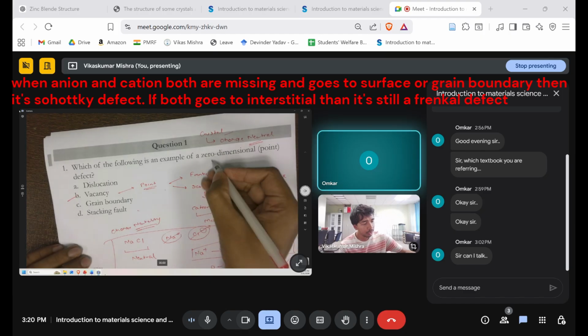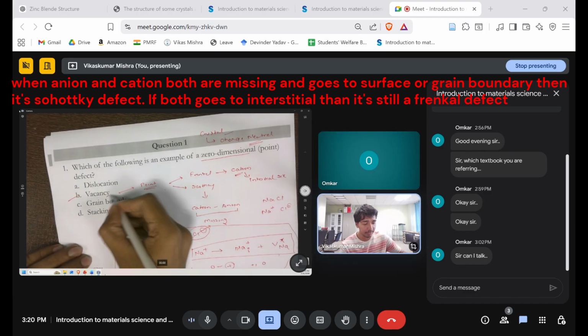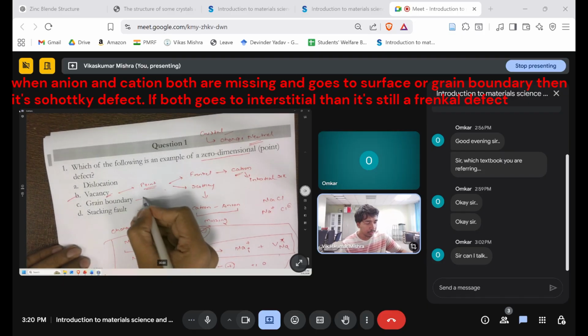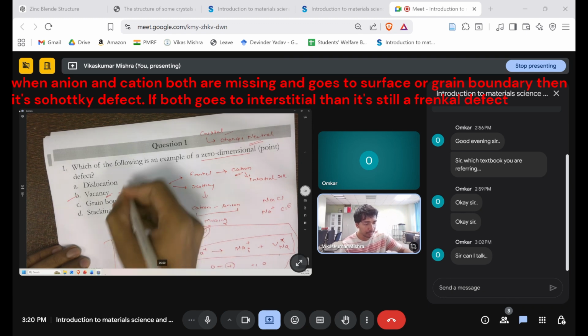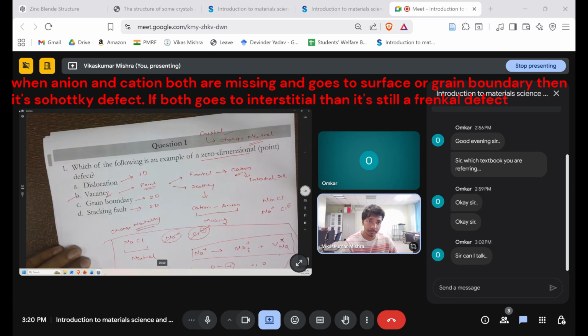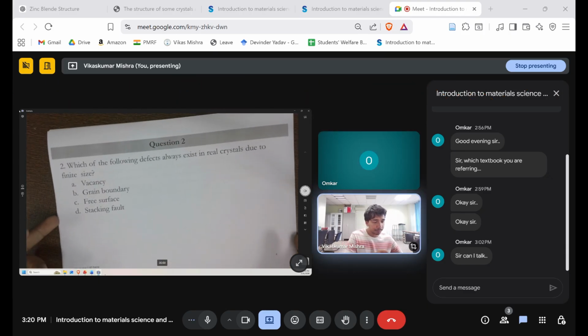So the question here is about zero dimensional defect. A zero dimensional defect is a vacancy. Grain boundary is a two-dimensional defect. Stacking fault is again a two-dimensional defect. A dislocation is a 1D defect. Great. Now let's move ahead to the next part, question number 2.